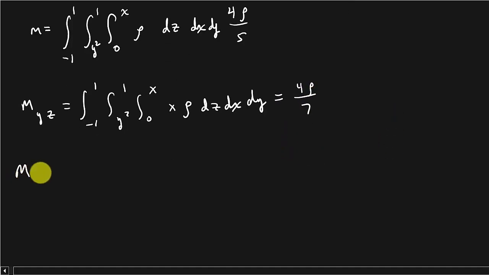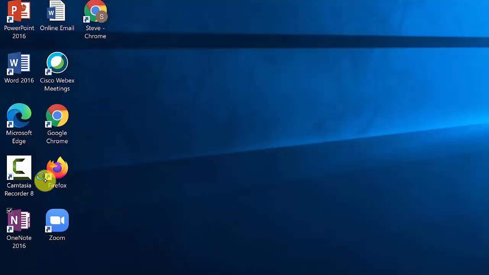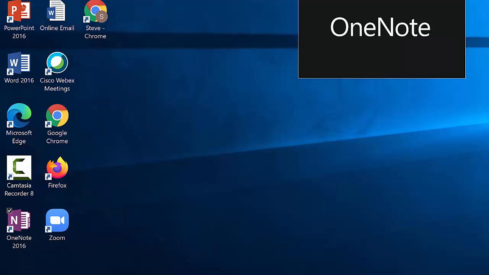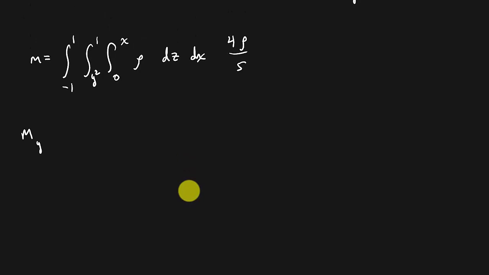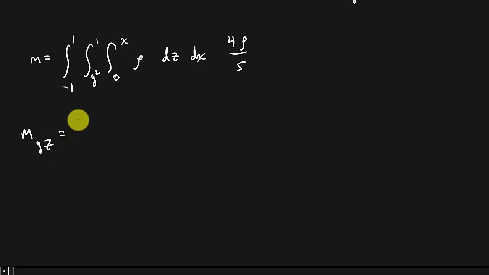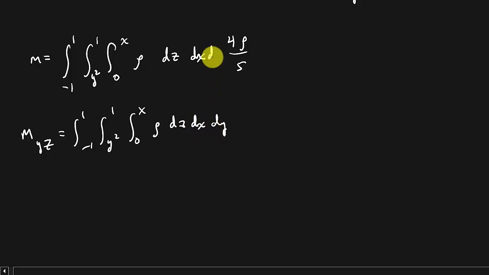And then if I do m_xy, oh, what happened? Program crashed. We were working it too much, weren't we? All right, so let me write this down again. m_yz, that's -1 to 1, y squared to 1, 0 to x, rho, dz, dx, dy, and I need a dy here. And that is equal to 4 times rho over 7.